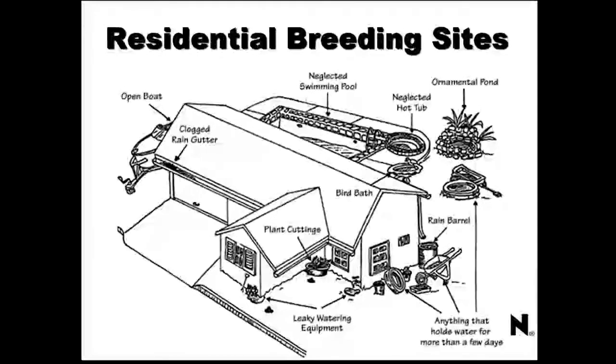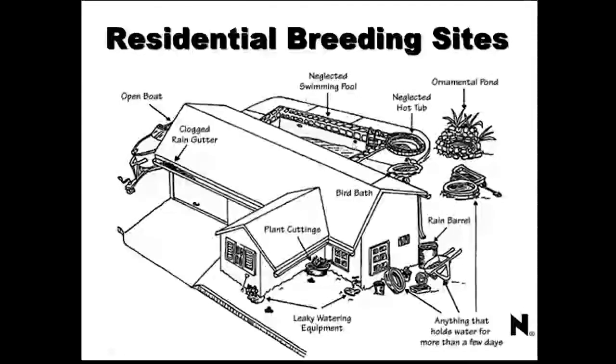So we do have some brochures available. If you get in touch with me or one of your Zoecon reps, you can get a little inspection form with a checklist. Pretty much anything you can have in your yard: open boats, gutters, leaking equipment or water around the home, everything from AC drips, plant cuttings.